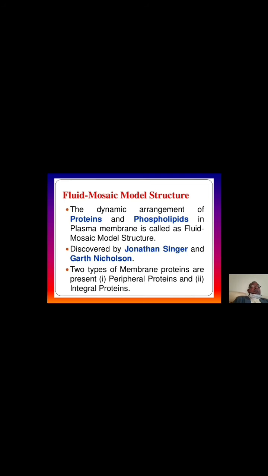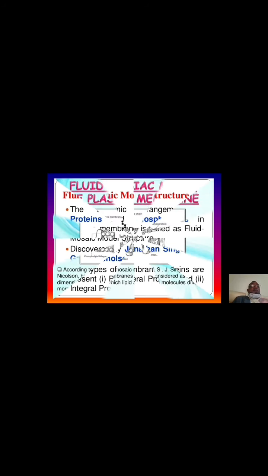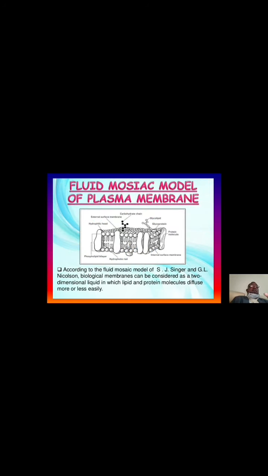Two types of membrane proteins are present, peripheral proteins and integral proteins. This is the fluid mosaic model. Just you can see here, the proteins are embedded and some are on the outside in the fluid mosaic model given by S.J. Singer and G.L. Nicholson.